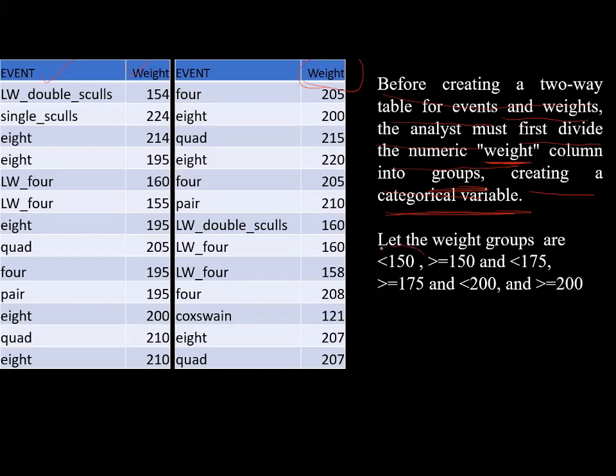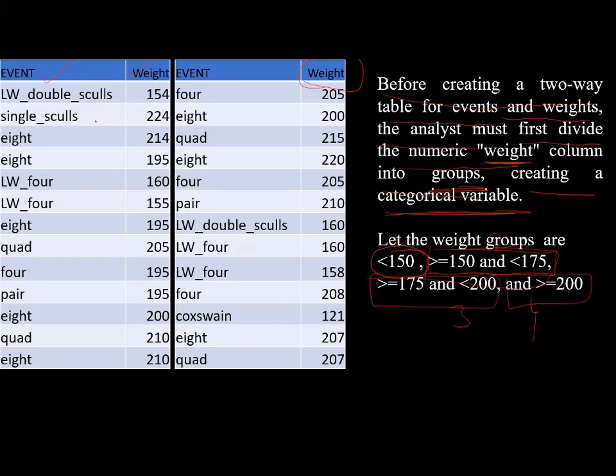Less than 150, greater than or equal to 150 and less than 175, greater than or equal to 175 and less than 200, and 200 or more. See, this is one category. This is the second category. This is the third category, and this is the fourth category. Now let us see how we do this.